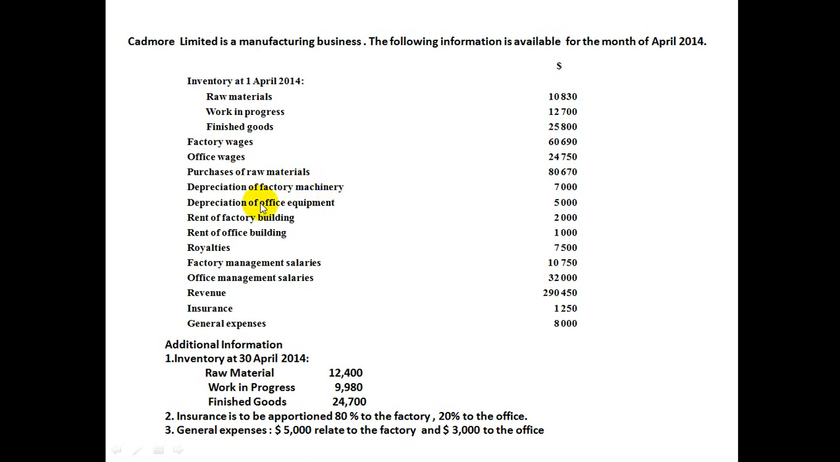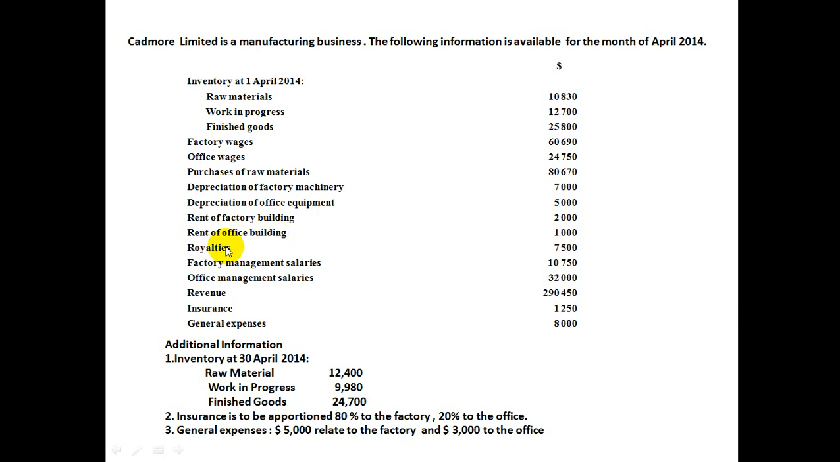Depreciation of factory machinery and office equipment, both are given. Factory machinery depreciation is used in cost of goods manufactured, while office equipment depreciation is used in the income statement. Rent of factory building and rent of office building, both are given. Factory building rent will be taken in the cost of goods manufactured FOH portion. Office building rent will be taken to the income statement expenses portion.